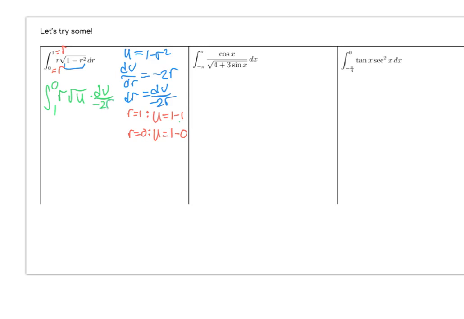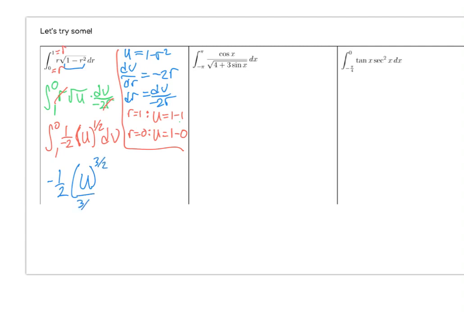The first is that we've got an r and an r, and then I'm going to move this negative divided by negative 2 out front, so we end up with 0 to 1, negative a half, and I'm going to rewrite square root of u as u to the 1/2. Now we are ready to integrate. So we end up with negative a half. This is going to be u to the 3/2 divided by the new power 3/2.